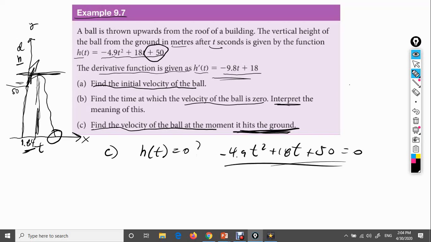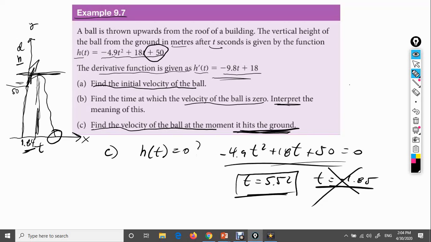Using the app for solving polynomial functions, the polynomial solver, you will get that t equals either 5.52 or t equals minus 1.85. But because this answer is negative, it doesn't really matter, since we are describing a real life situation. So it has to be after 5.52 seconds that it reaches the ground. But that's not the question. The question is, what was the velocity?